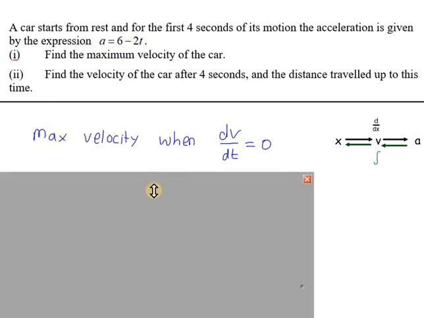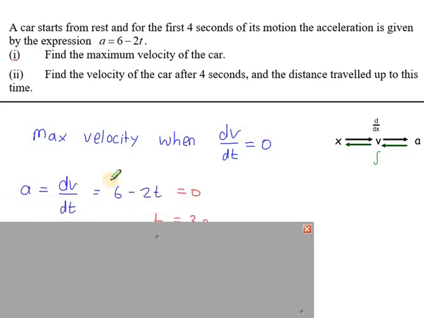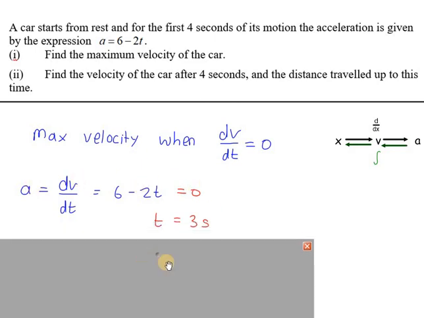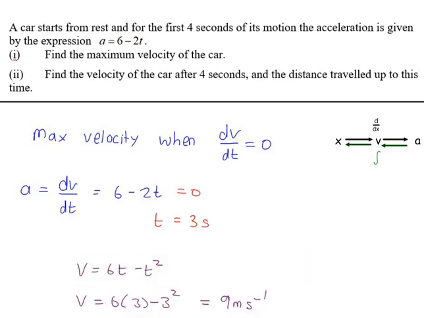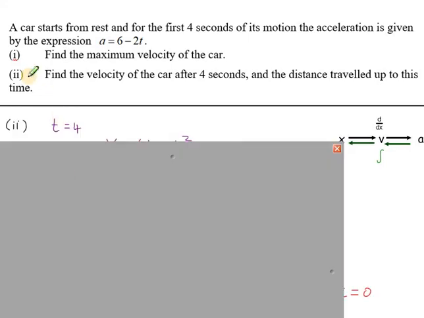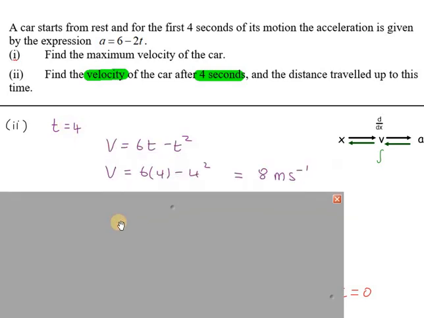So maximum velocity occurs when dv by dt is equal to 0. So dv by dt is the same as acceleration, so 6 minus 2t equals 0. So t equals 3 seconds. Now we substitute t equals 3 seconds into the velocity formula to get 9 meters per second. Part 2, the velocity after 4 seconds, t equals 4, 8 meters per second.